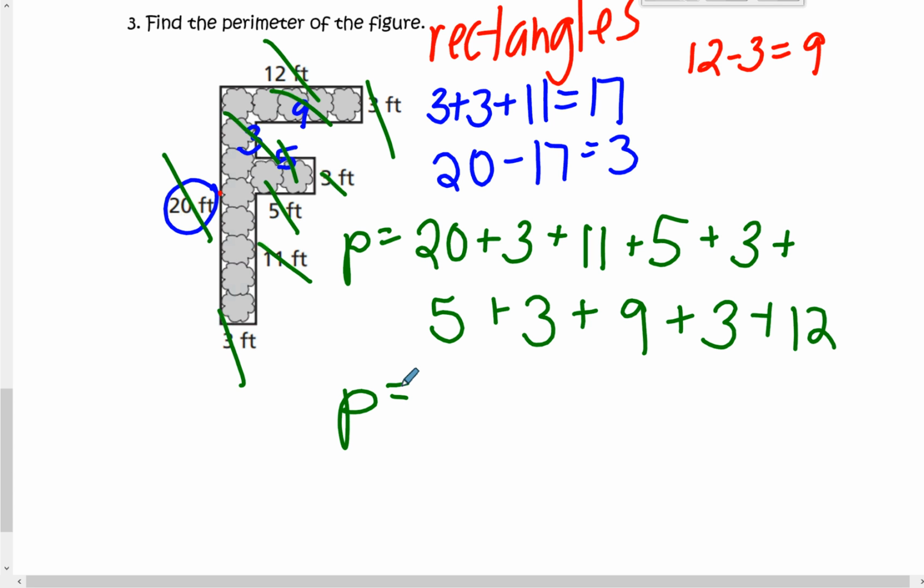So now we can plug that into our calculator and we can do 20 plus 3 plus 11 plus 5 plus 3 plus 5 plus 3 plus 9 plus another 3 plus 12. When we add all that up, we are going to get 74. Last up, we just have to put that unit on. So we are going to label it with feet, and we are done.